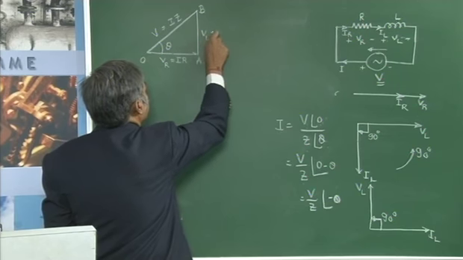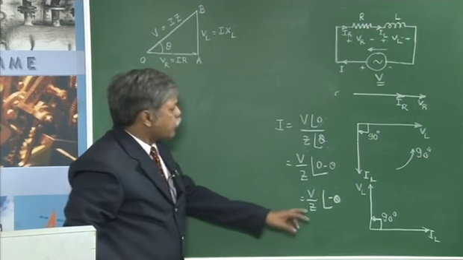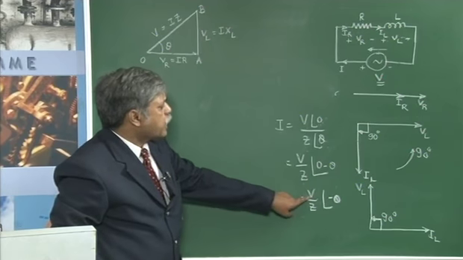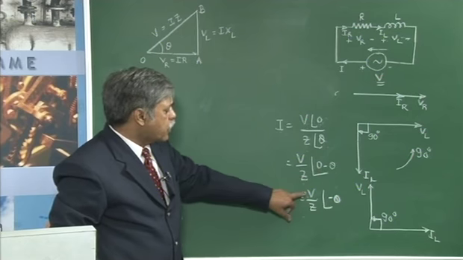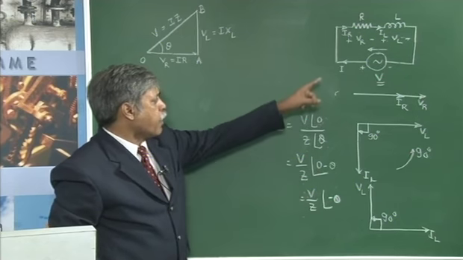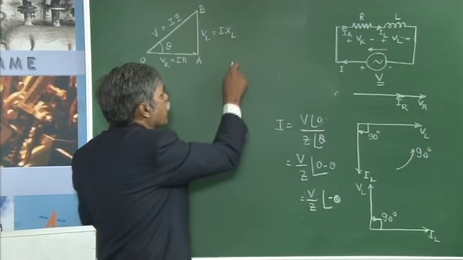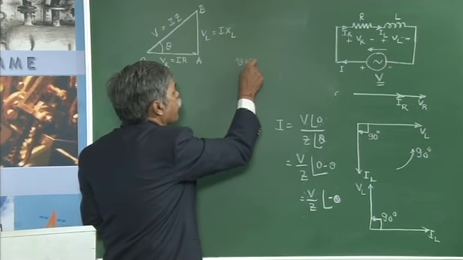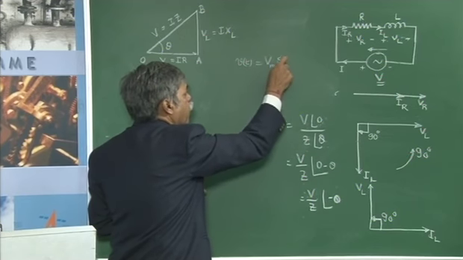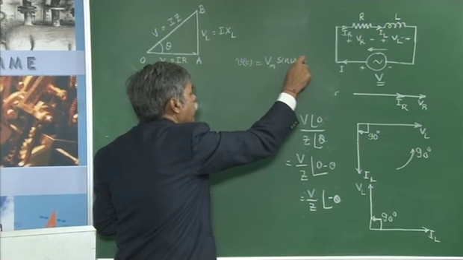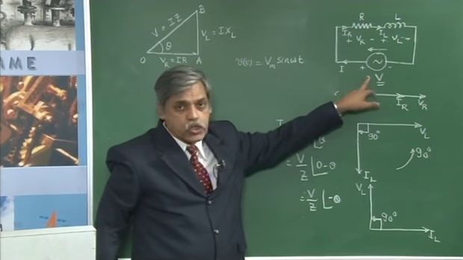I write here VL is equals to I times XL. I will come back to this equation. Now since I am taking the voltage as reference, the angle of voltage is 0. Now this is the RMS value of the voltage what I am applying to the source. The instantaneous value for this voltage can be written like this: V of t is equals to V maximum sine of omega t, because the voltage source what I considered is a sinusoidal voltage source.